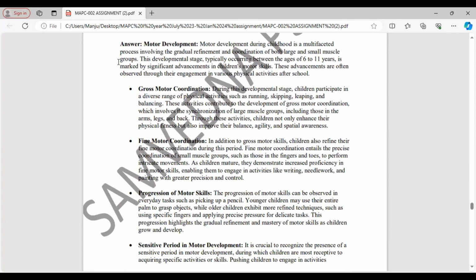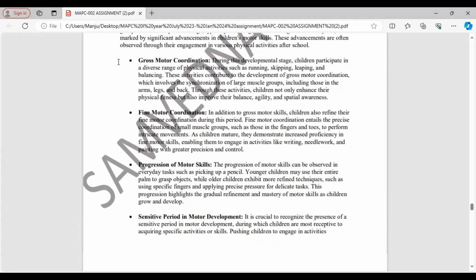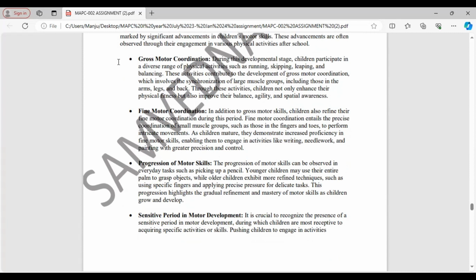Gross motor coordination during the developmental stages. Children participate in a diverse range of physical activities like running, skipping, leaping, and balancing. And these activities contribute to development of gross motor coordination, which involves synchronization of large muscle groups, especially of arms, legs, and back. Then fine motor coordination.